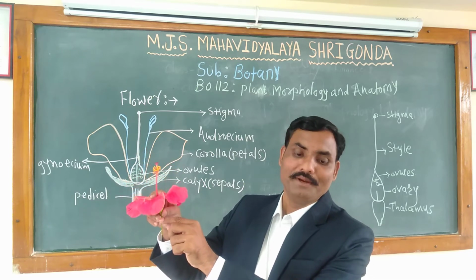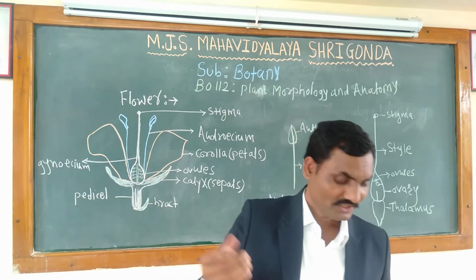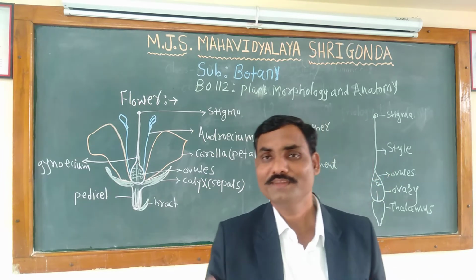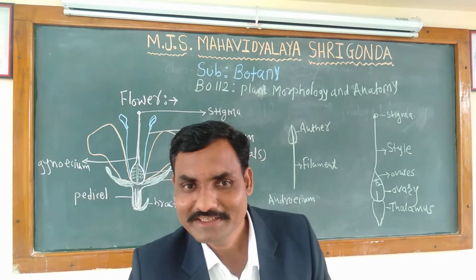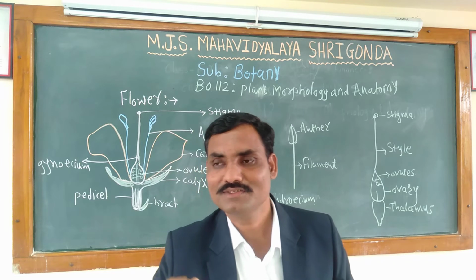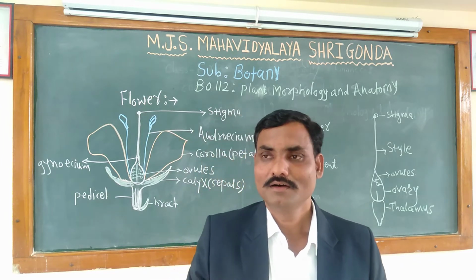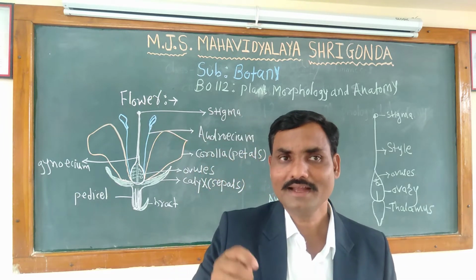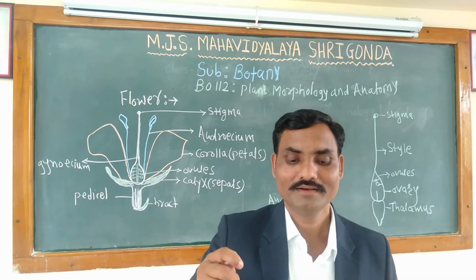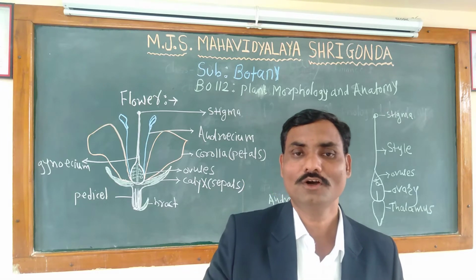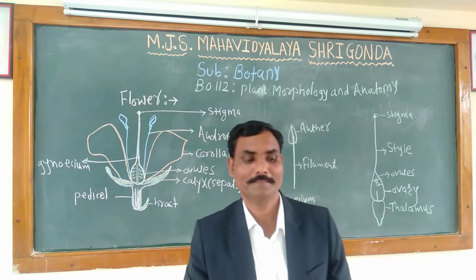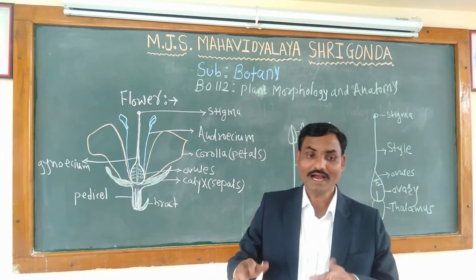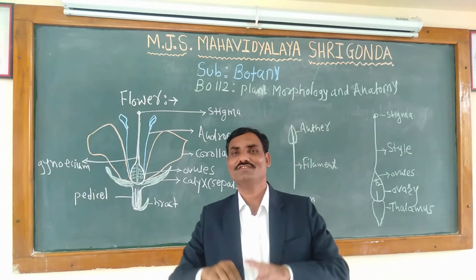This is called a pedicel. And rose also has a pedicel. We can catch, we can take that plant in our hand with the help of this pedicel. Then a flower without a pedicel is called a sessile flower.